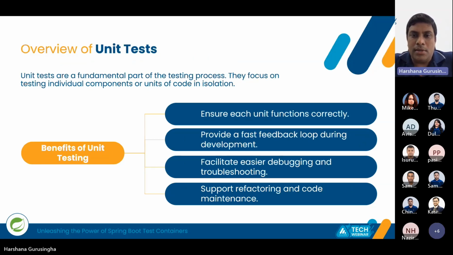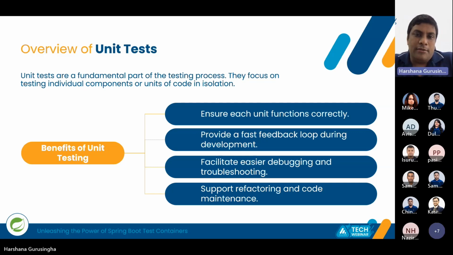Unit testing is a critical component of the testing process, focusing on testing individual units or components of your code in isolation. These tests provide numerous benefits that contribute to the overall success of your software development efforts. Let's take a closer look at the benefits. One of the primary benefits of unit tests is ensuring the correct functioning of individual units of code. By writing tests that specifically target each component, you can verify that it behaves as intended. This helps catch any errors or unexpected behavior early on, ensuring the reliability and the accuracy of your code.